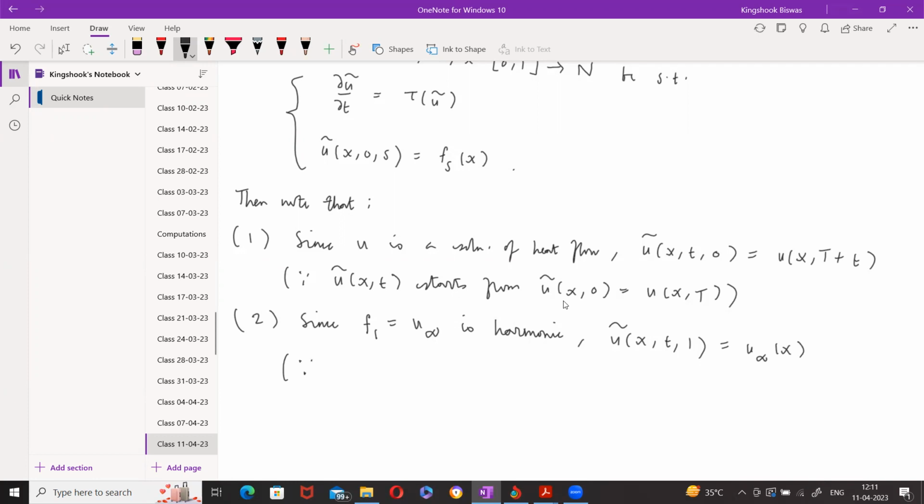Because of the harmonic map heat flow. I mean, if U tilde of x, t_1 is equal to u infinity of x, then del u tilde del t at x, t_1, so the time derivative is 0, and this is also the same as tau of u tilde at x, t_1, because this is tau of u infinity at x.